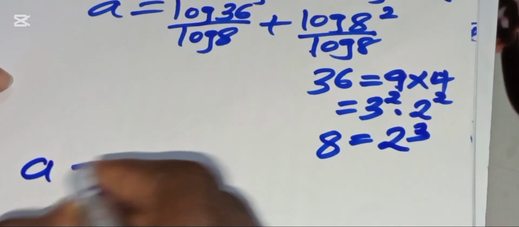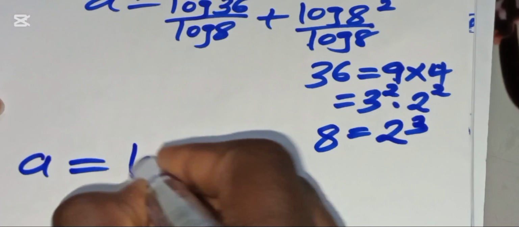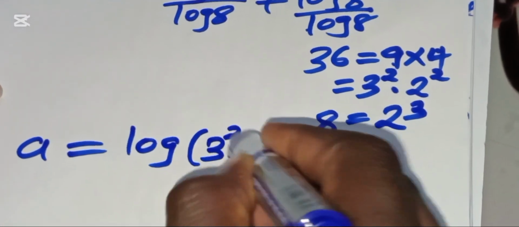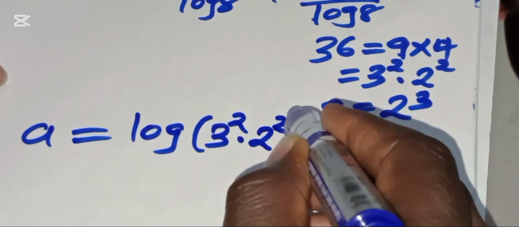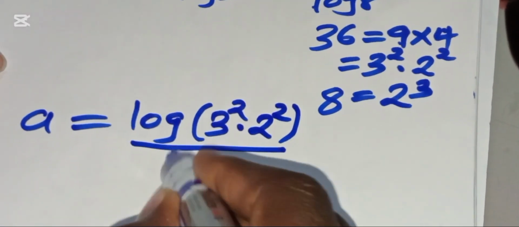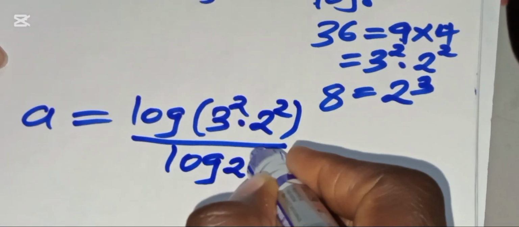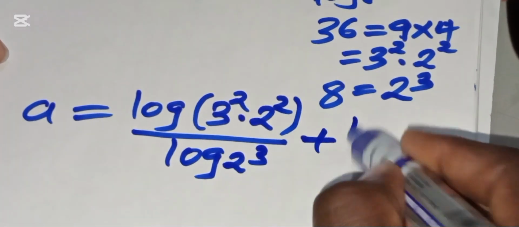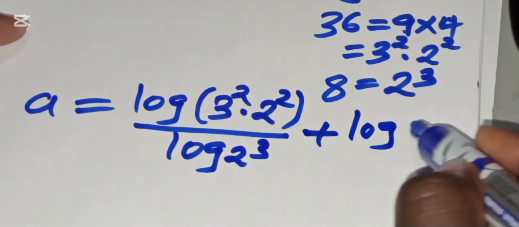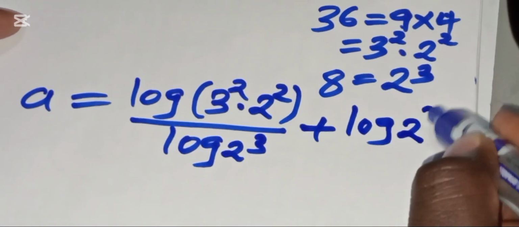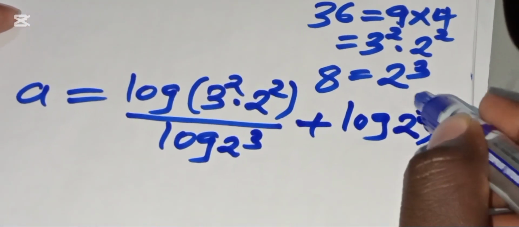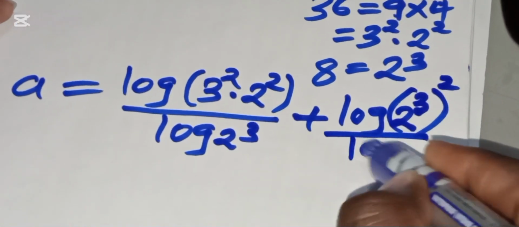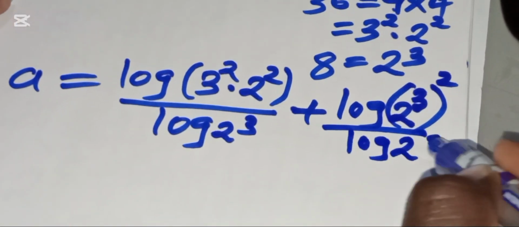Now a is equal to log 36, which is the same thing as log 3 squared multiplied by 2 squared, divided by log 2 raised to power 3, which is the same thing as log 8. Plus, now we have log 8 expressed as 2 raised to power 3, all raised to power 2, divided by log 2 raised to power 3.